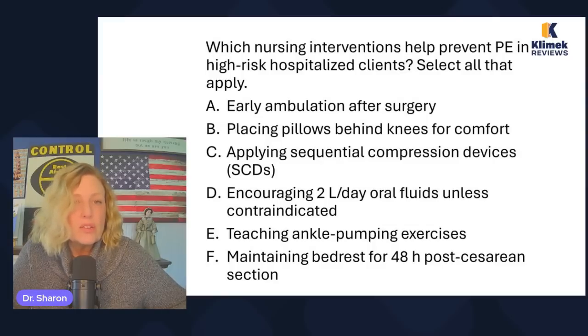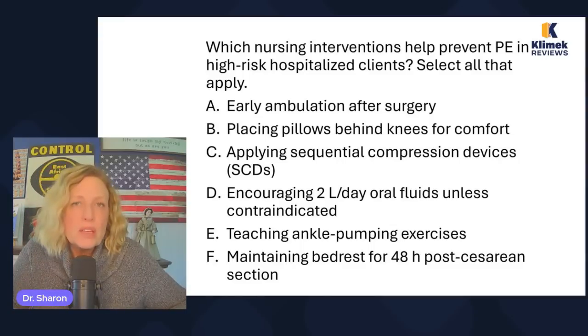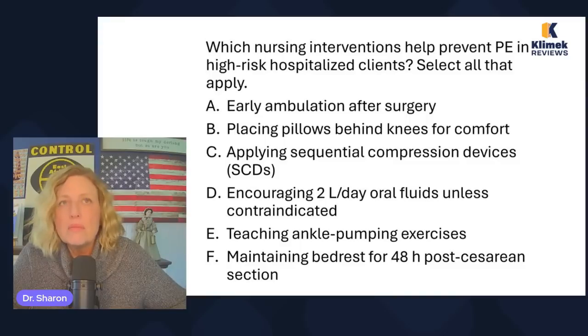Select all that apply. So who's at high risk in the hospital? If they had recent surgery, particularly orthopedic surgery, if they're taking estrogen, birth control medications, if they've had a recent delivery, birthed the baby, immobility, these are all things that put them at risk. Okay, early ambulation. These are interventions to help prevent PE.